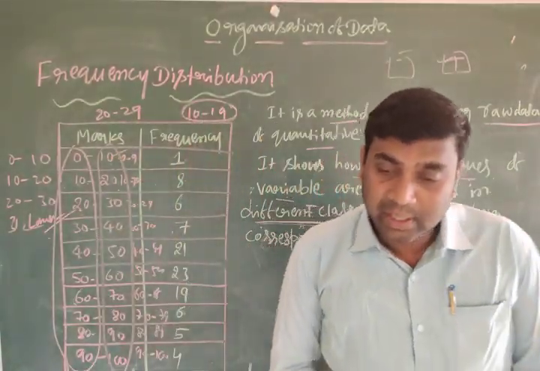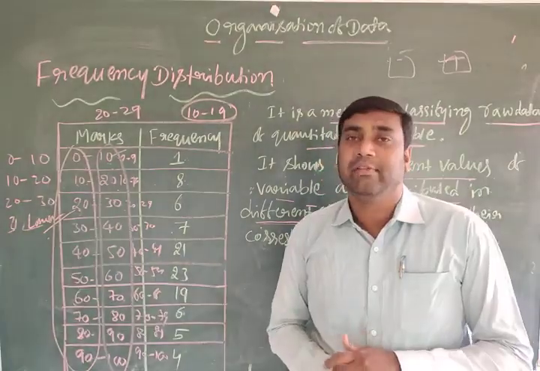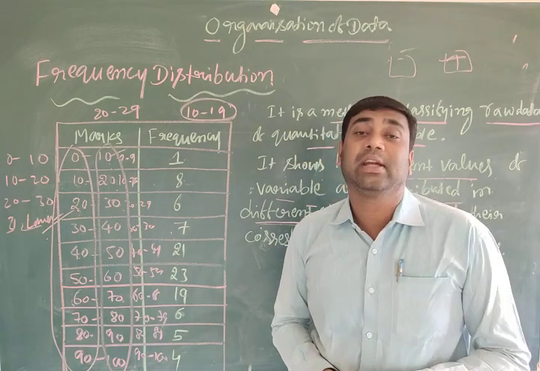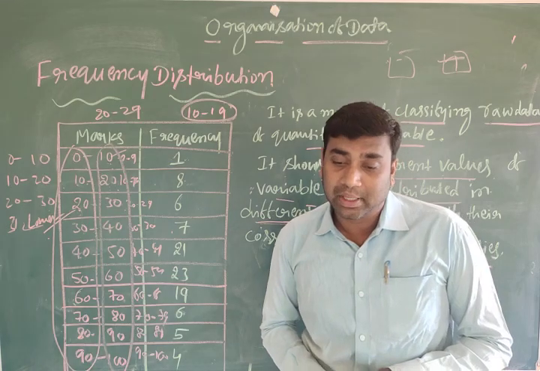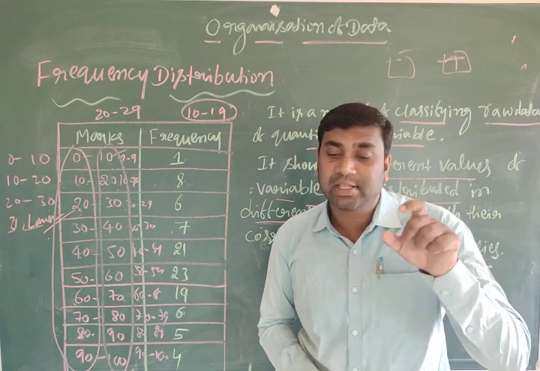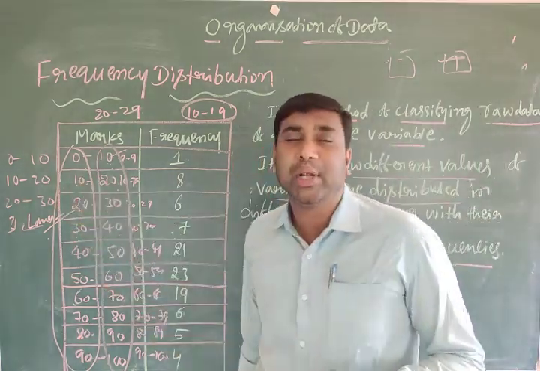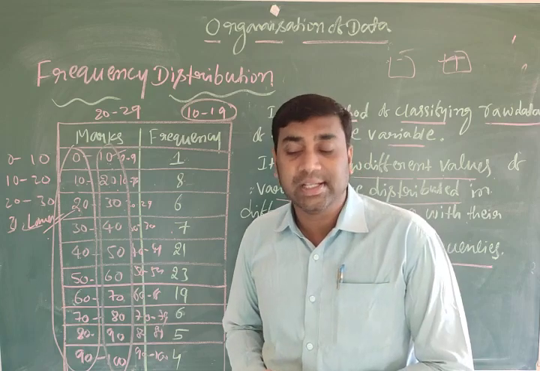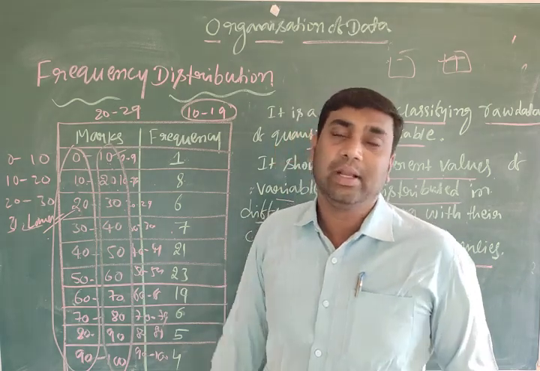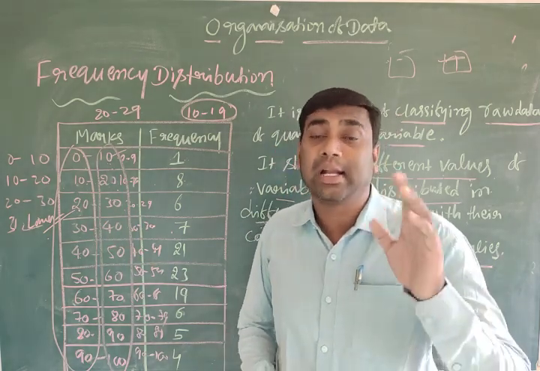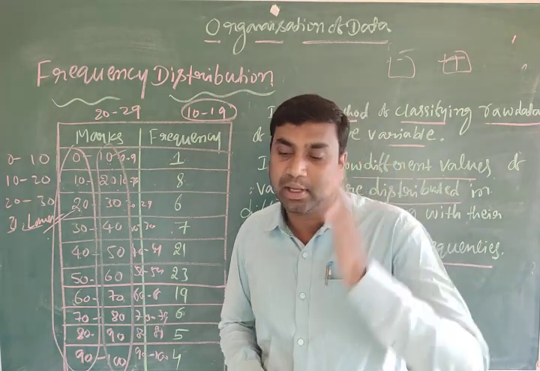Each class in a frequency distribution has class limits. The class limits are two: one is the lower class limit, another is the upper class limit. The class limits are the two ends of a class. Here the lowest value is called the lower class limit, and the highest value is called the upper class limit.